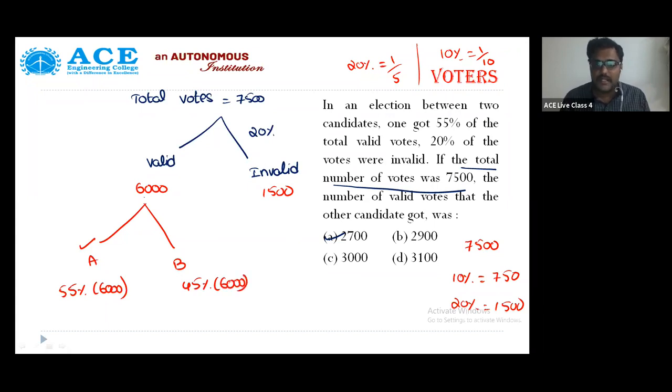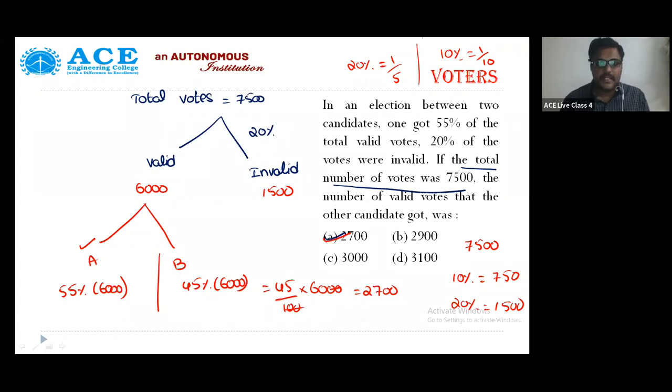This is 6,000, which should be split. 55% A got means 45% B got. Okay, 45% means 45 divided by 100 into 6,000. We can find this is 2,700. Other candidate got is 2,700.